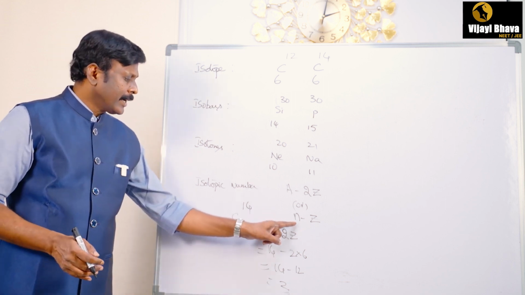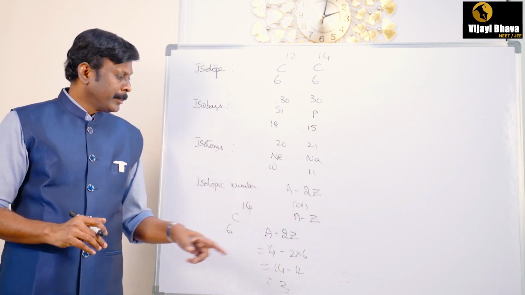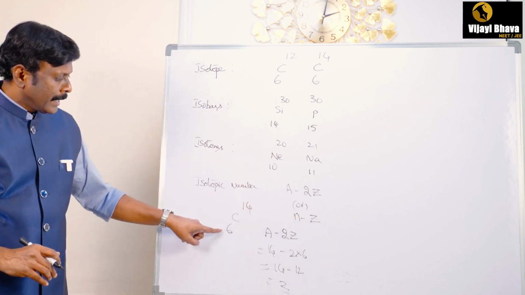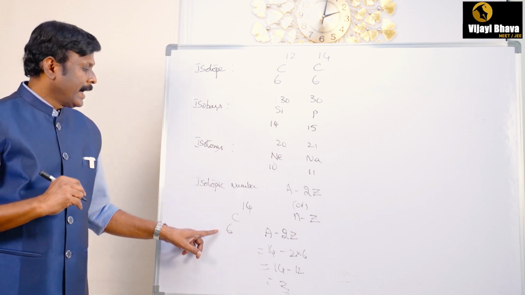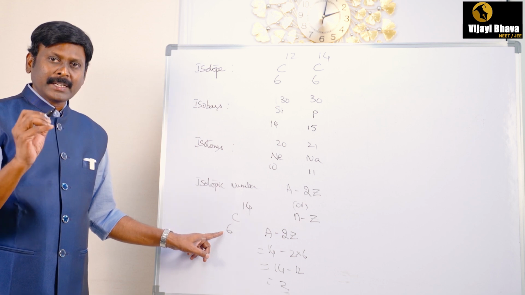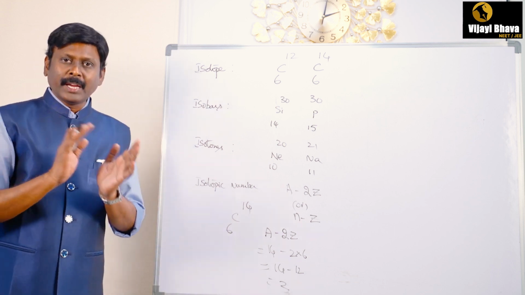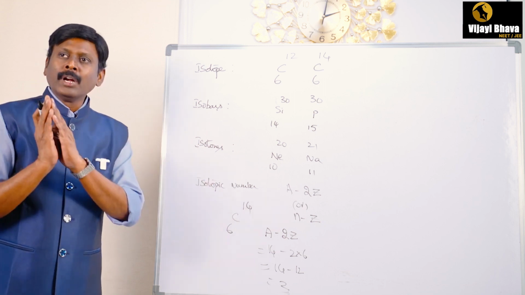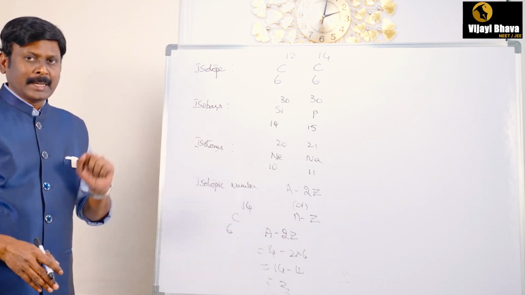Even you can calculate isotopic number with the formula N minus Z, N being the number of neutrons. 14 minus 6 is 8, and 8 minus Z, Z here is 6. 8 minus 6 is again 2. So the value of A minus 2Z or the value of N minus Z give the same value, and this is called isotopic number.